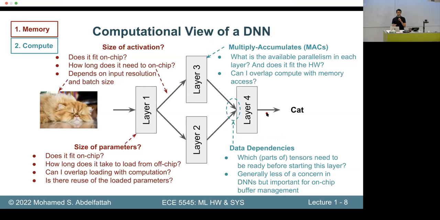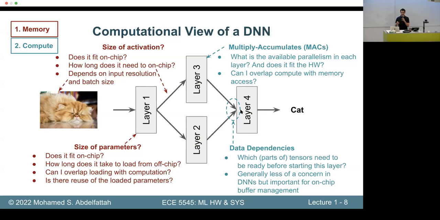In neural networks, that's not much of an issue. So data dependencies are few. As you can see in this example, layer 4 has a data dependency on layer 2 and 3. So most neural networks are feed forward. There are recurrent neural networks, but they're mostly feed forward.